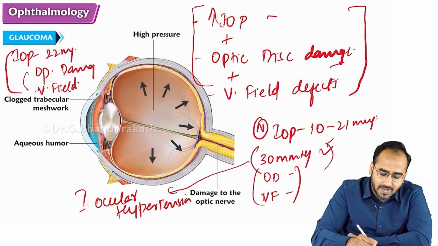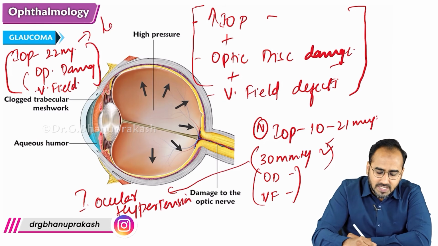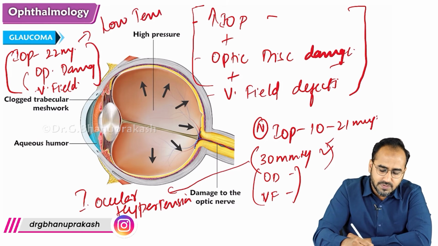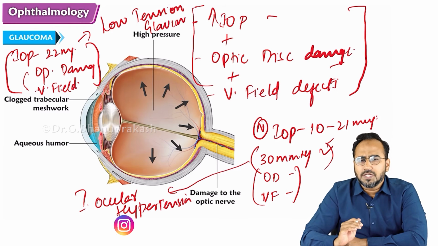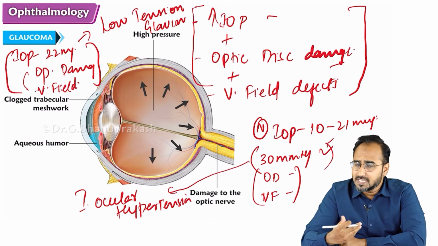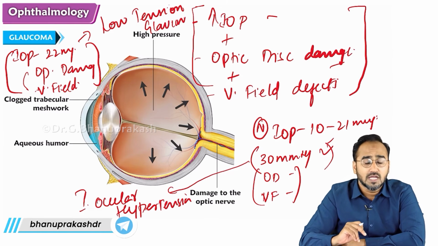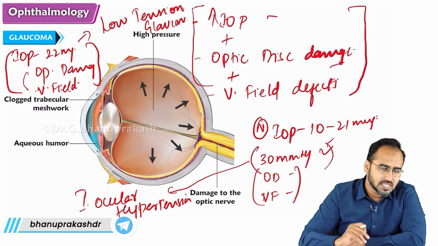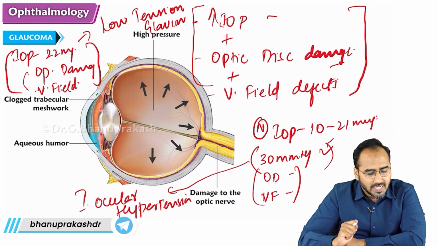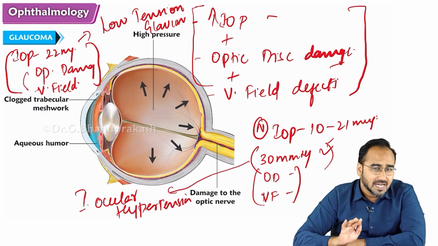But such a glaucoma where intraocular pressure is low is called low tension glaucoma. Low tension glaucoma means the intraocular pressure is less, but two other things are still present. It is commonly seen in Indians. We Indians will have this low tension glaucoma. So remember, guys, this was regarding glaucoma.